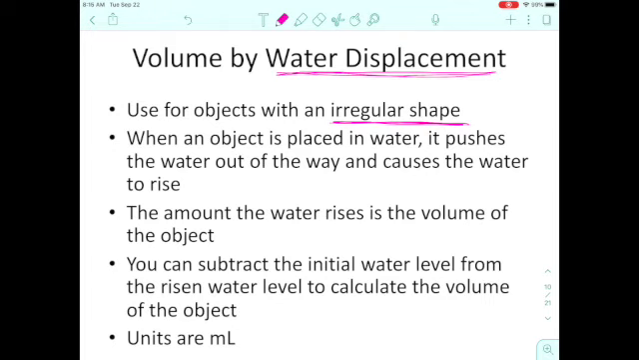So when the object is placed in water, it pushes the water out of the way and causes the water to rise. The amount the water rises is the volume of the object. You can subtract the initial water level from the risen water level to calculate the volume of the object. And because this is water displacement, even though we're looking at the volume of the object, what we're going to be reading on the graduated cylinder is the level of the water, so we're going to use milliliters for our unit.